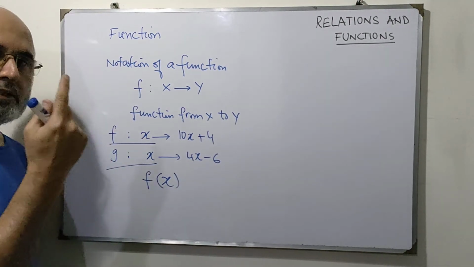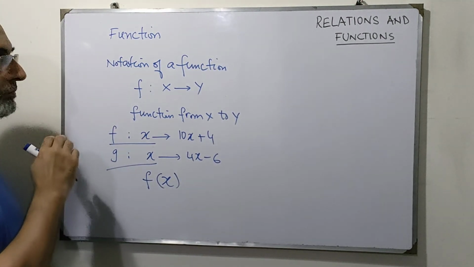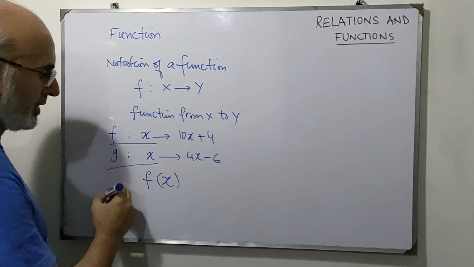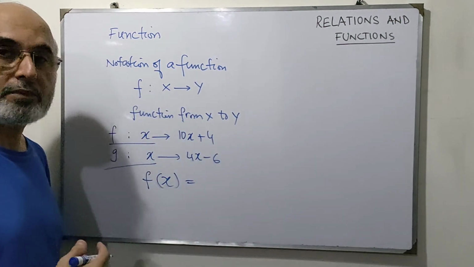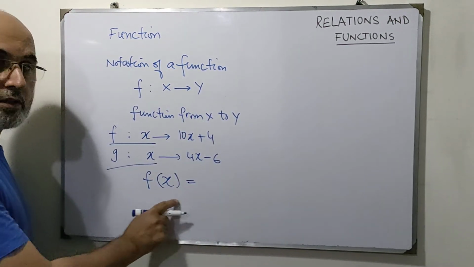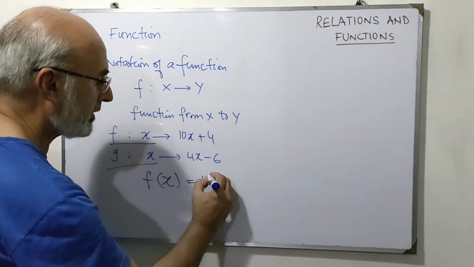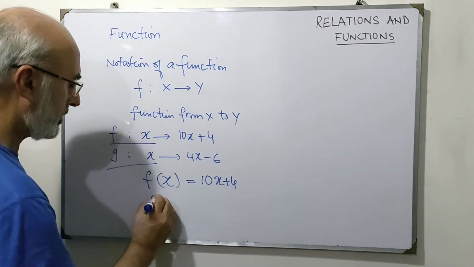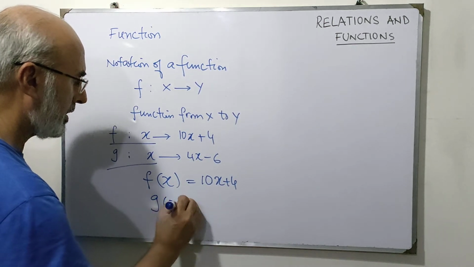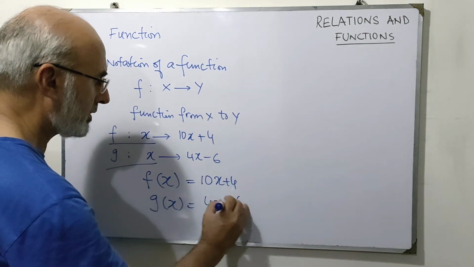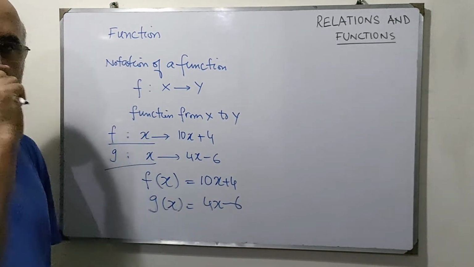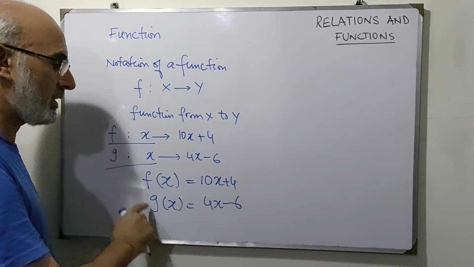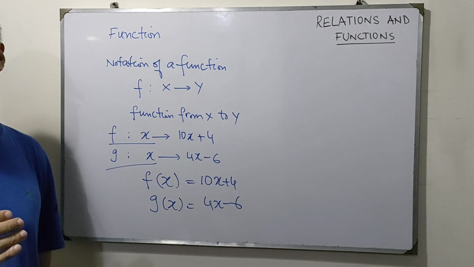Now f(x) means that it's going to be our range, like y is equal to something, y is equal to 2x. So this is sort of y, f(x) equals 10x plus 4, and g(x) is equal to 4x minus 6. We can write this in an equation form also. And when these functions are written in this equation form, you can deal with these functions more easily.